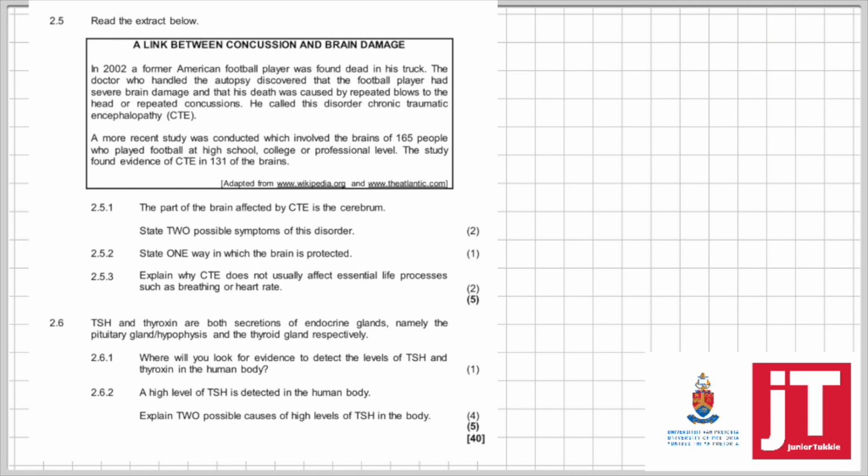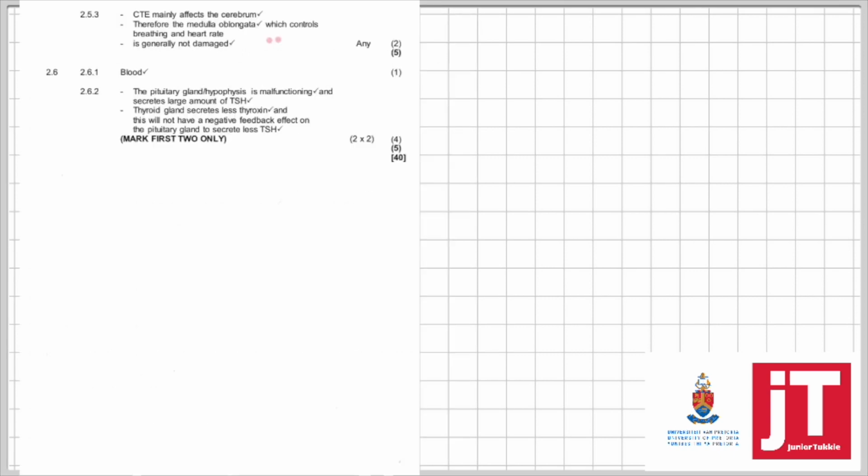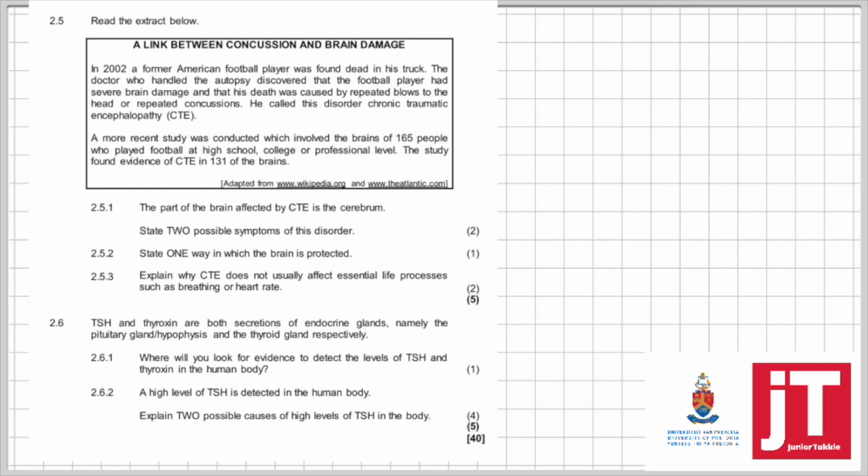Okay, 2.6. TSH and thyroxine are both secretions of endocrine glands, namely the pituitary gland, hypophysis, and the thyroid gland, respectively. 2.6.1. Where would you look for evidence to detect the levels of TSH and thyroxine in the human body? These are endocrine glands, so the hormones will be in the blood.